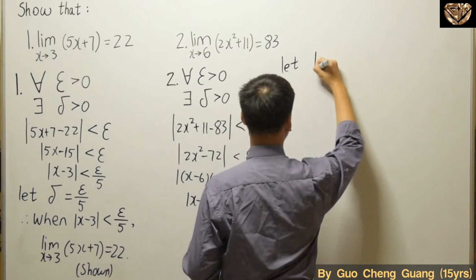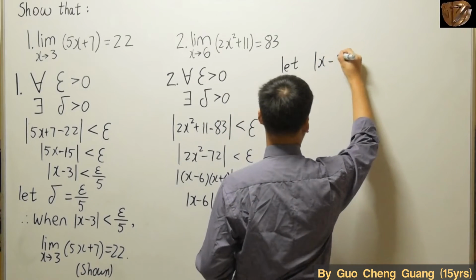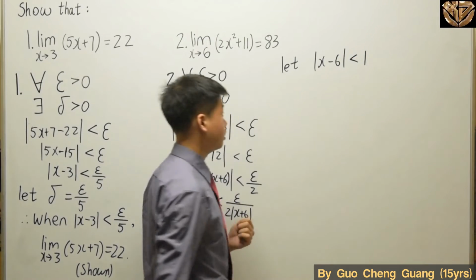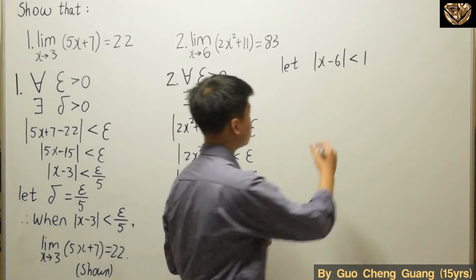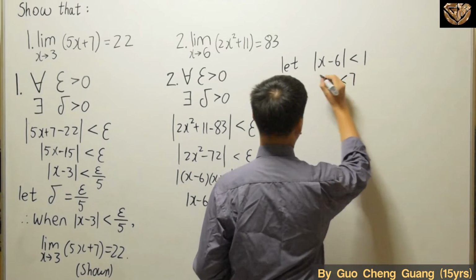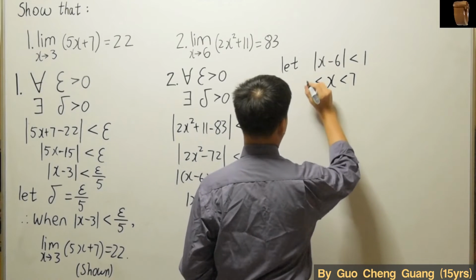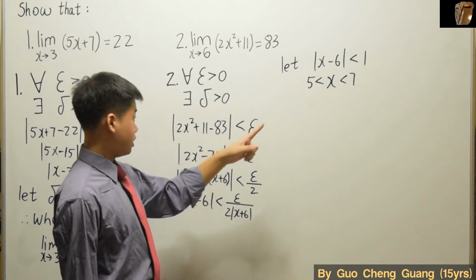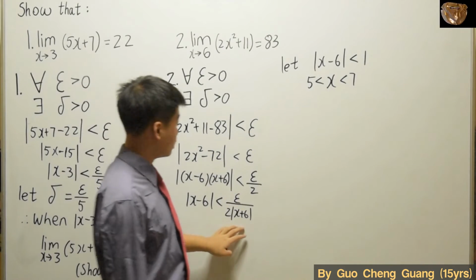let modulus x minus 6 be smaller than 1, okay? So that means x, you're going to see, is smaller than 7, greater than 5, okay? So this is x. Now I can find x plus 6.